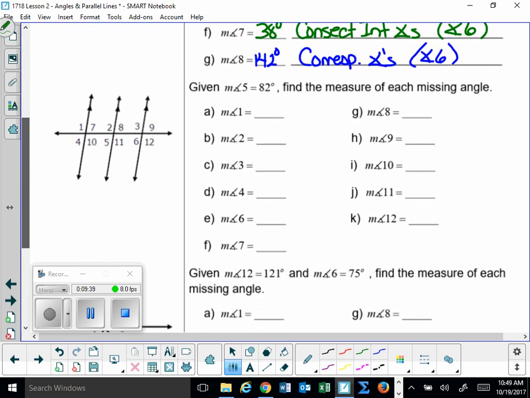Ooh, I like it. All right, so I'm given the measure of angle 5 is 82 degrees. Let me annotate that right away. Angle 5 is 82 degrees. Now, find the measure of each missing angle, and I am seeing 1, 2, 3 parallel lines to highlight, and 1 transversal to go over with my marker. All right, I want you to pause the video and fill in all of these angle measurements.